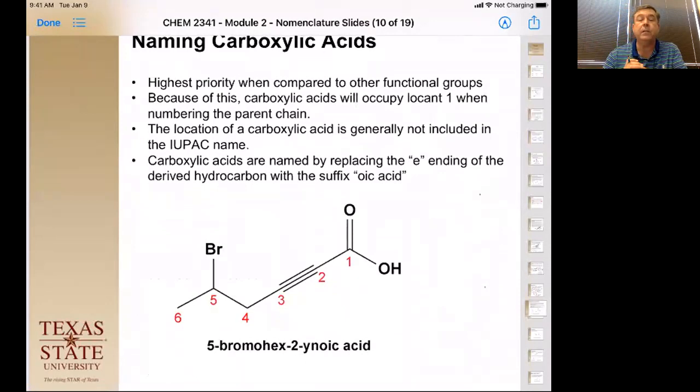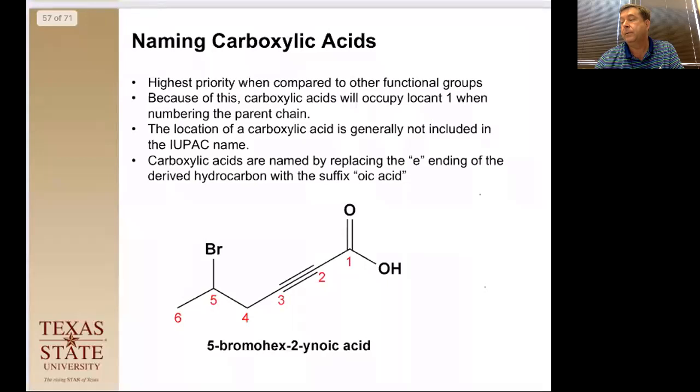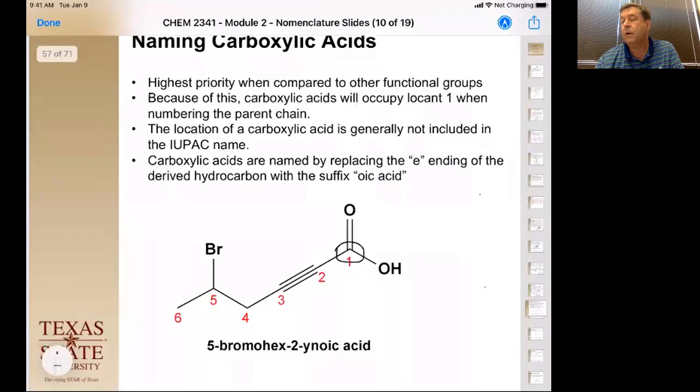So we find our longest parent chain starting with the carbonyl carbon of the carboxylic acid. So we're going to start out with 1 here, right here, always. And then we're going to number through to our highest number here. And in this case, it's 6. So if we didn't have the triple bond in there, it would be hexanoic acid. 6 carbons, drop the E, add oic acid.